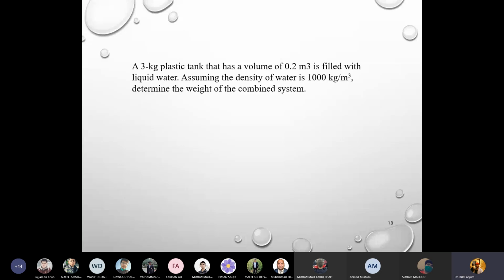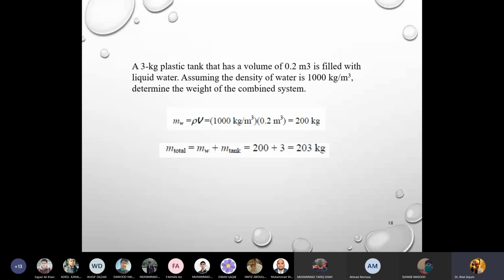Moving on, I have this example. It has a volume of 0.2 meters cube and it is filled with liquid water. The density of liquid water is given to be 1000 kg per meter cube. You have to determine the weight of the combined system. How would you do that? Any idea? How? Very good. So I have got this 203 kg. Good.